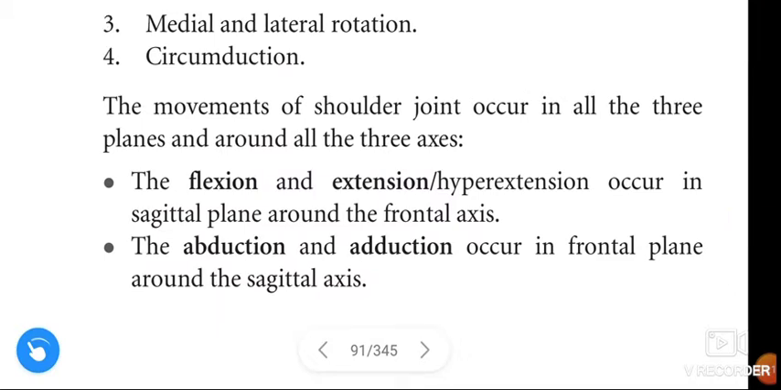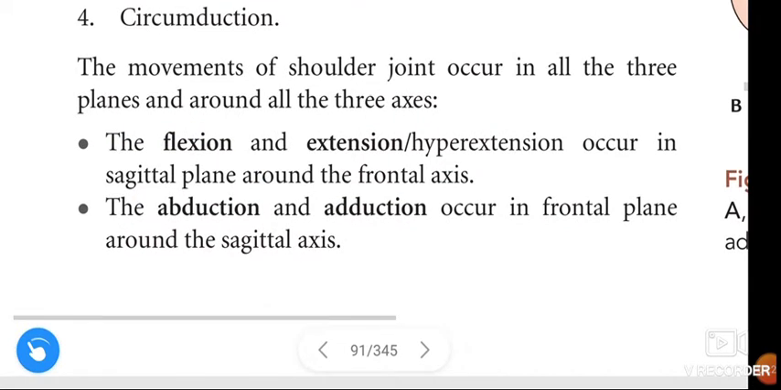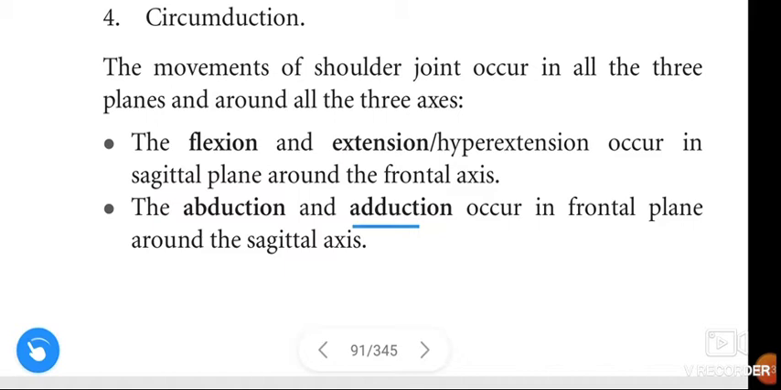Flexion and extension occur in the sagittal plane around the frontal axis. Abduction and adduction occur in the frontal plane around the sagittal axis.